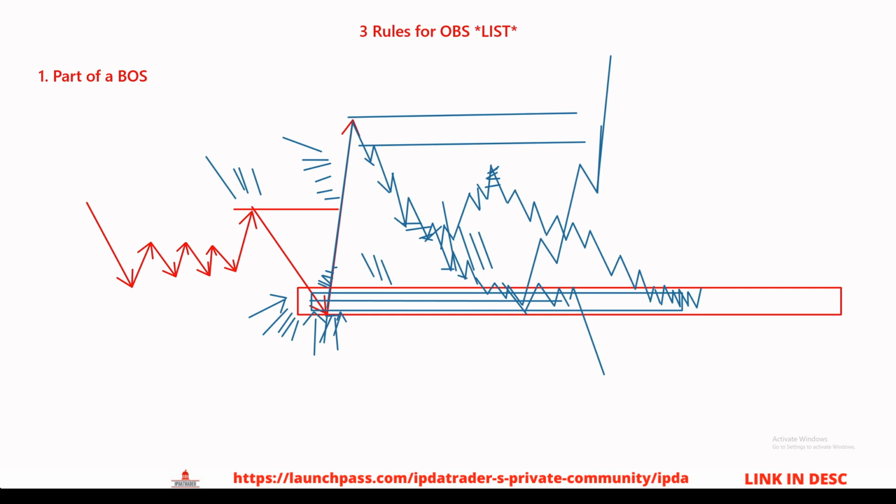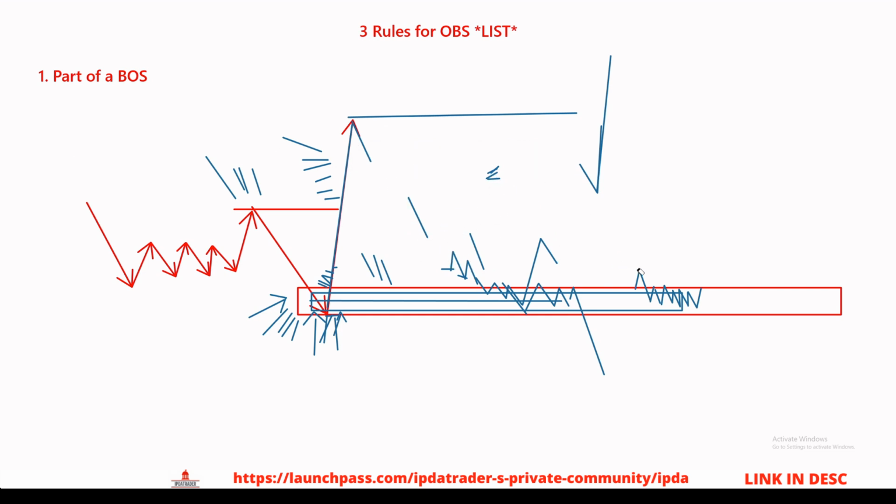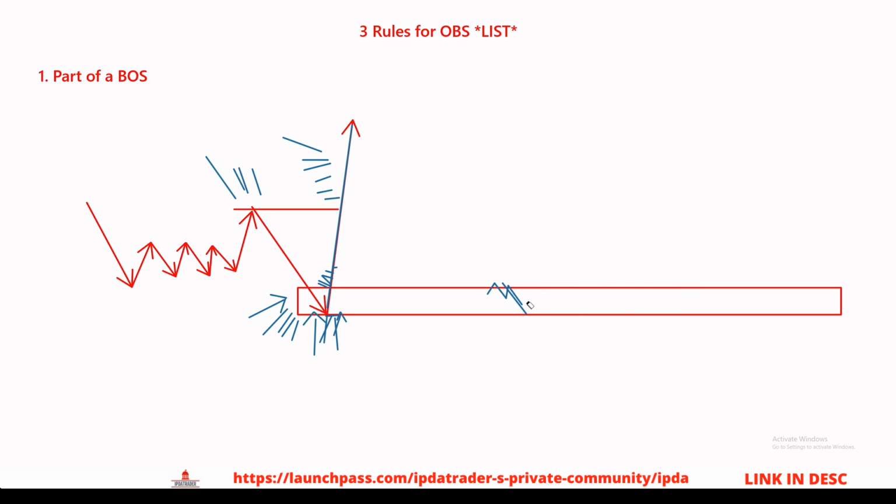So this is the first criteria that you want to identify, okay? And I think I made it very clear. You want to have a BOS, and you want to be looking at the POI, order block, whatever you want to call it, that led into that break in market structure, okay? Otherwise, there's no business for you to be doing at that time.